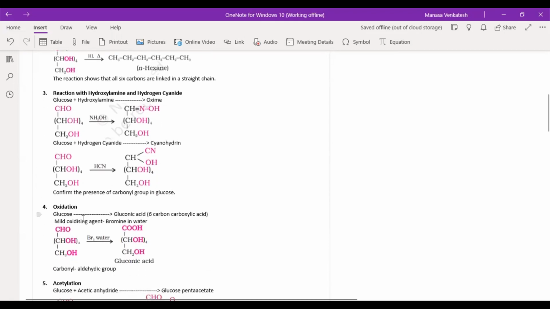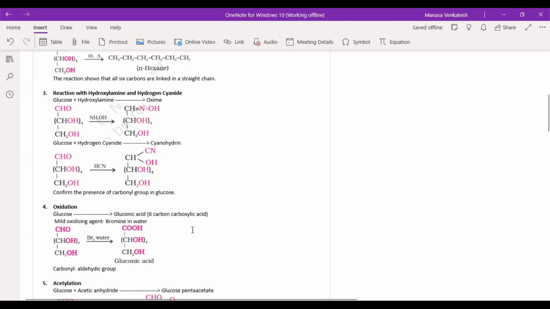Next, oxidation. Now, glucose on reaction with a mild oxidizing agent like bromine water gives gluconic acid. The formation of gluconic acid shows that the carbonyl group is an aldehydic group. Now, think about this. When we learned about the chemical reactions of hydroxyl groups, alcoholic groups, we learned that an alcohol gets converted to an aldehyde or a ketone, and then it gets converted to an acid.